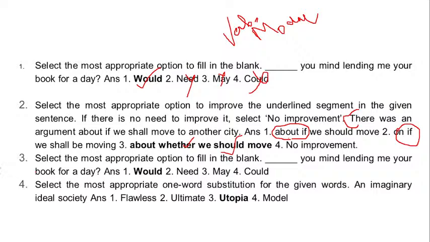Ultimate is also not your answer because this is not proper. Utopia is your correct answer because utopia is the actual name for this kind of idea, an imaginary and ideal society where there is no wrong, all are perfect. The word utopia means something which is ideal because it's imaginary, okay? So this is our answer. Number 4, model, is also not our answer. Model is an example at most, okay?